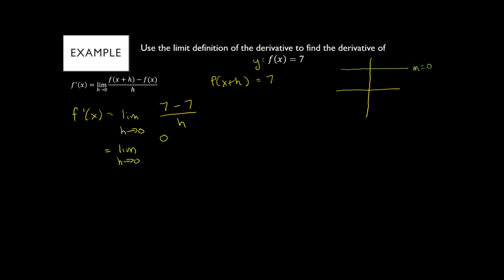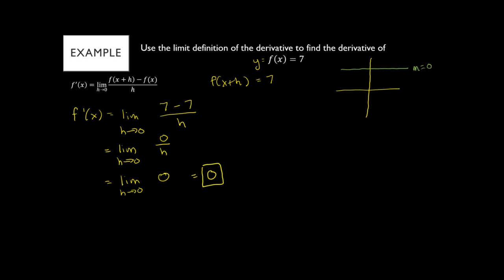And so 7 minus 7 is 0. You have 0 over h. And 0 divided by anything is 0. And so the limit of 0, as h goes to 0, it doesn't matter what h is, we're going to get 0. And so that matches because the slope is 0.